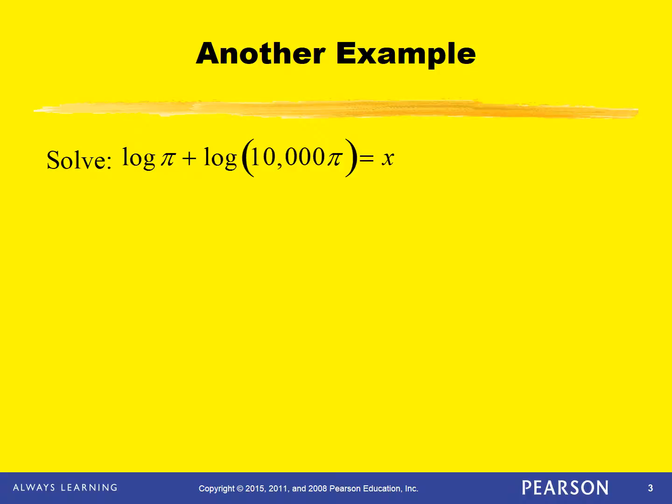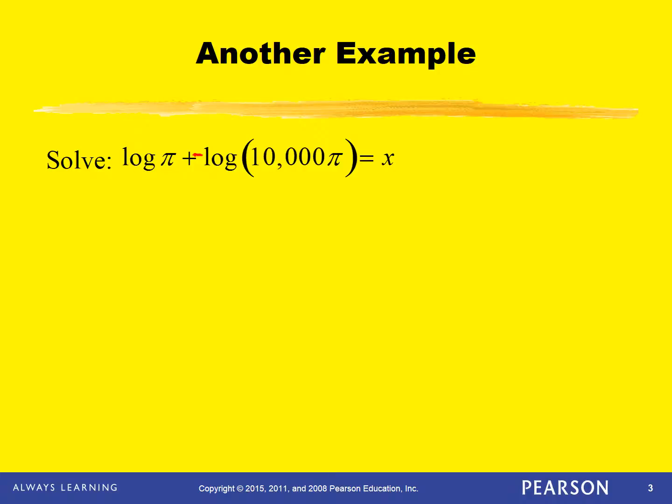Another one. Log pi plus log 10,000 pi equals x. And what we really want here is a minus. We want this to be minus. So what I'm doing here is changing the problem. I didn't want it to be plus.